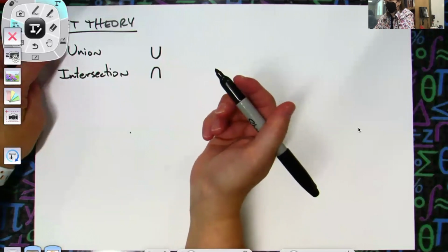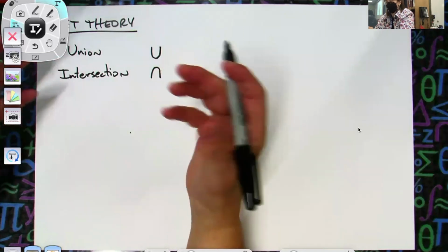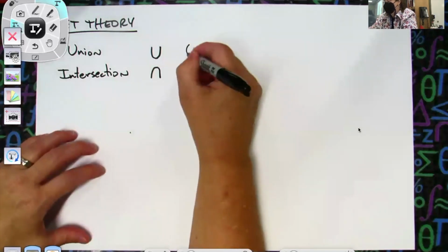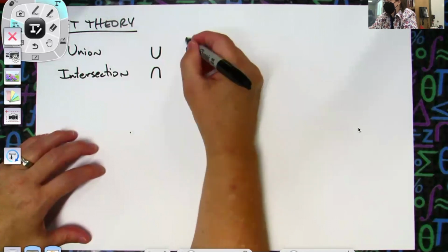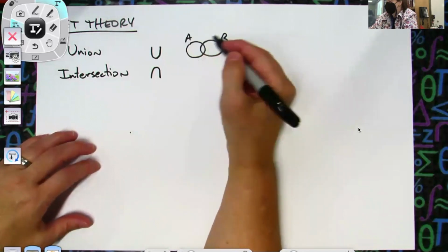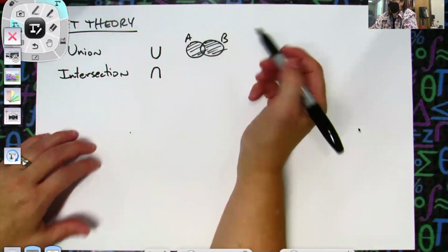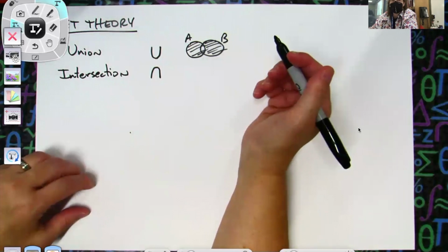All right, when you union something, just in the general definition of the word, you put it together, right? So if I had a set A here and then I had a set B here, if I union this together, I'm going to have everything all together. Okay, so the whole Venn diagram would be shaded together.